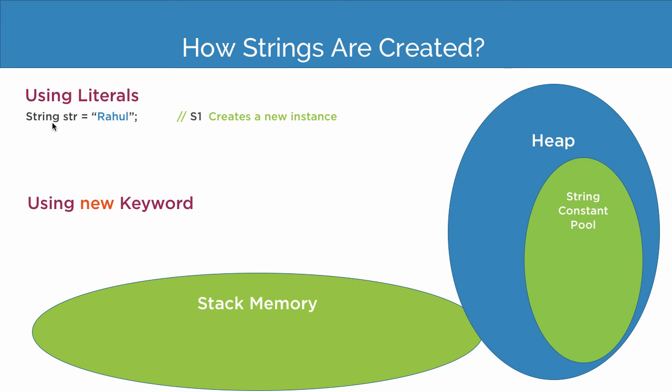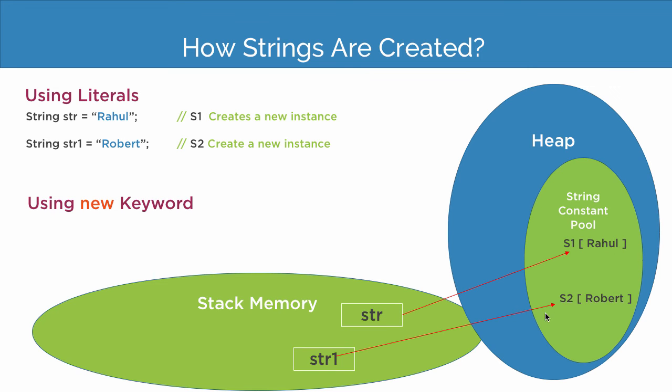Now suppose we have a statement string str equal to Rahul. And here we have another statement string str1 equal to Robert. Now in both the cases we know a new object or instance will be created. Let us assume it is s1 in case of str and s2 in case of str1. We have str pointing to s1 and str1 pointing to s2. Now notice here that whenever we create the object using the literals, in case of string, it is always created inside the string constant pool.